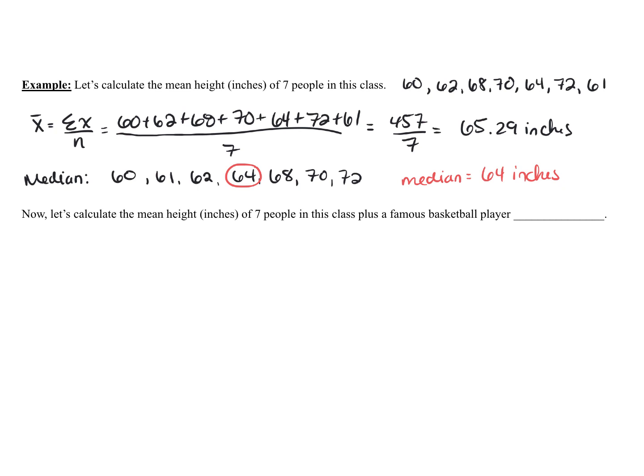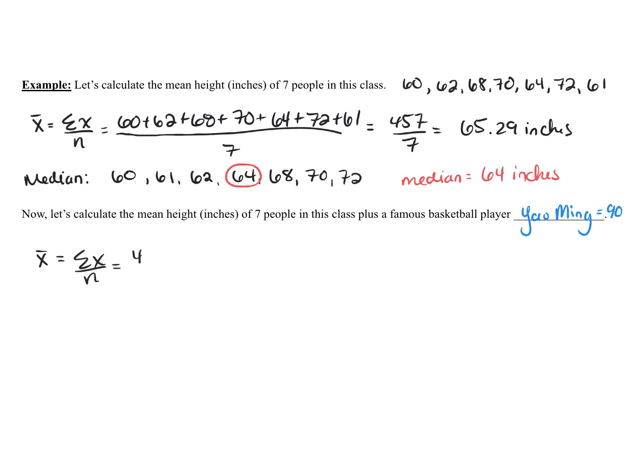Now let's talk about what's going to happen to the mean if we were to add a famous basketball player. So let's say we add, I don't know if you guys know Yao Ming. He's not as popular as your LeBron James or Kobe Bryant or Shaquille O'Neal, but he is 90 inches tall. So if I were to add this outlier to my data set, what do you think is going to happen to my sample mean? Well, it's going to take the sample mean and pull it up.